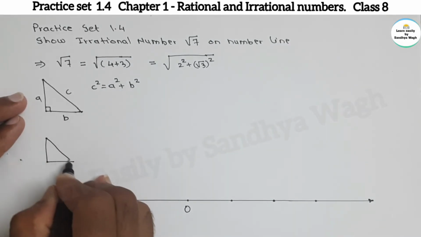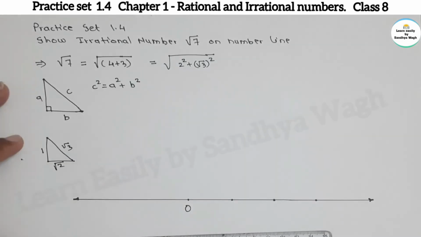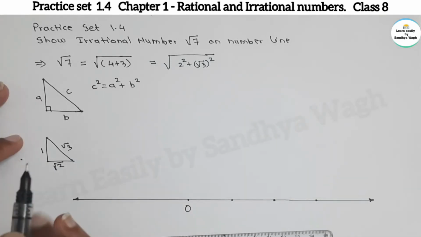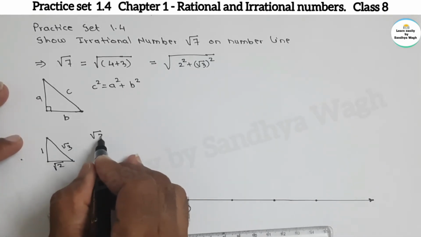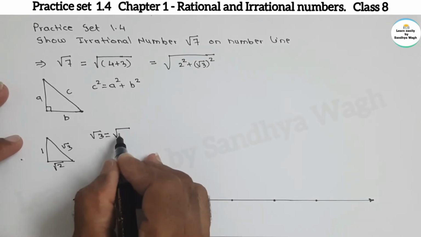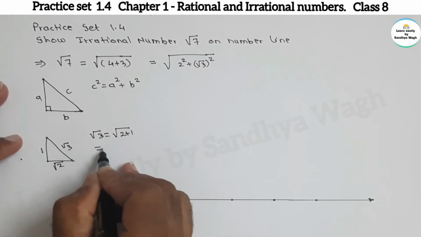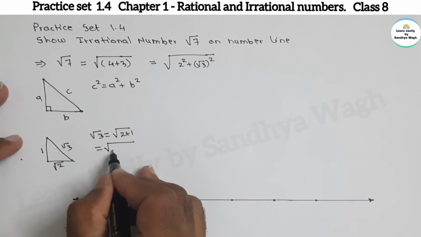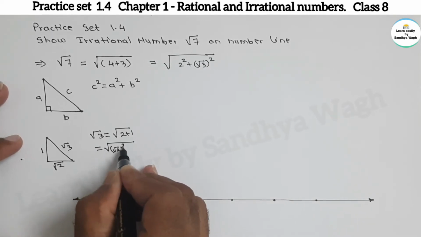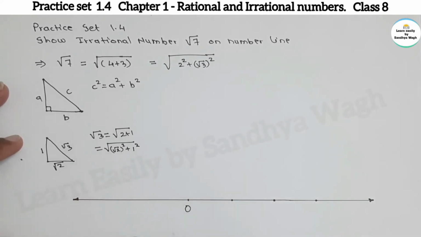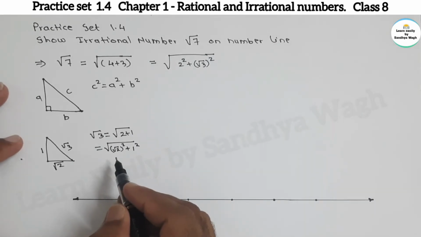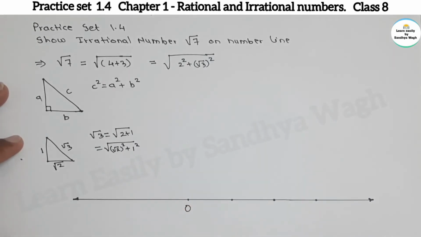to mark root 3, first we have to mark root 2, because root 3 is nothing but the square root of 2 plus 1. That means the square of root 2 plus the square of 1. We will first have to mark root 2, and from root 2 we will mark root 3.